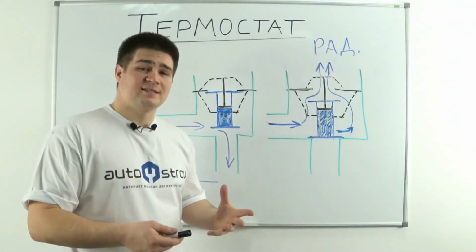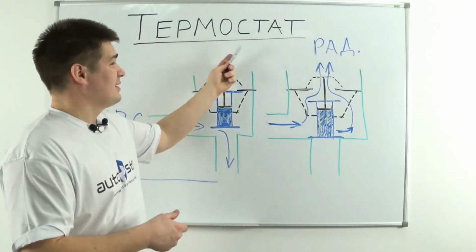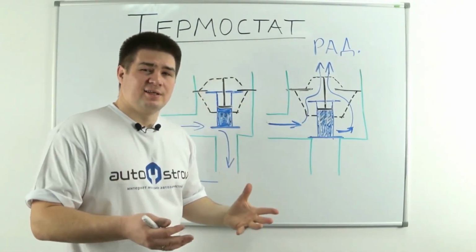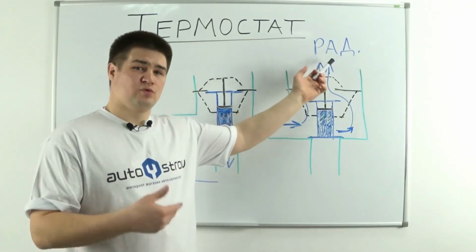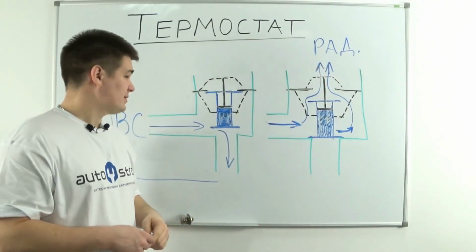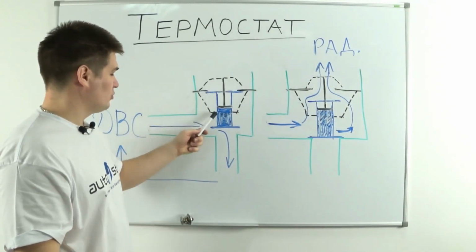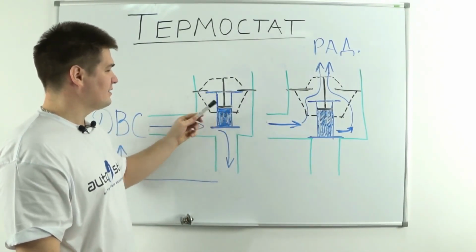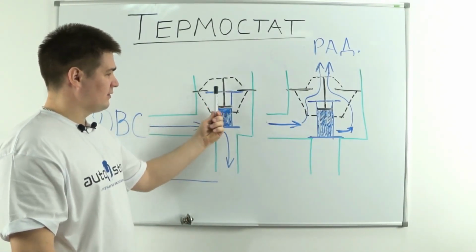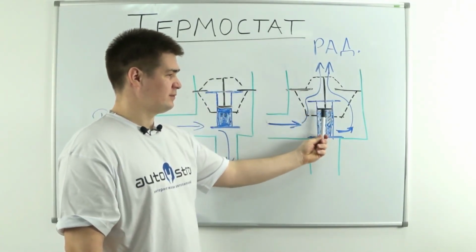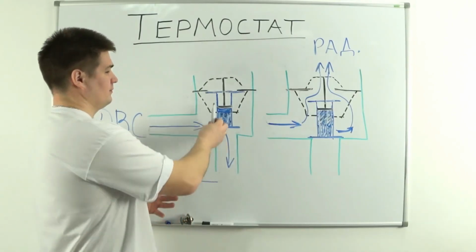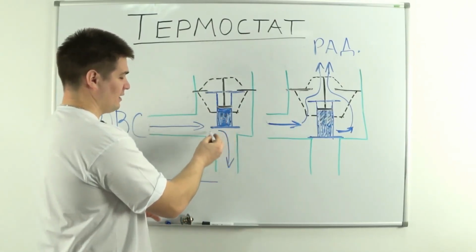So, the main purpose of the thermostat is to open or close the fluid path to the radiator at the right time. The main part of the thermostat is the cylinder, shown here in blue. This cylinder can move up and down. Now it is raised up, and in this position it is down. When the cylinder is lifted up, it opens the hole at the bottom and closes the hole at the top.